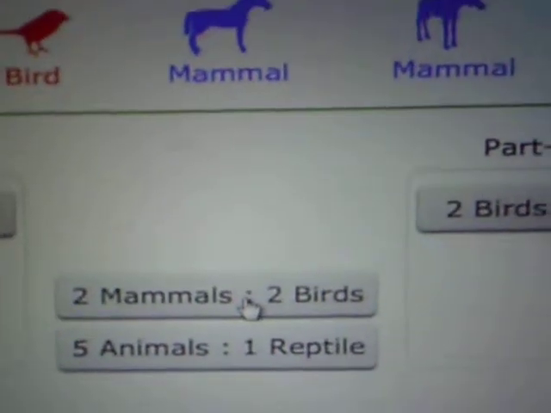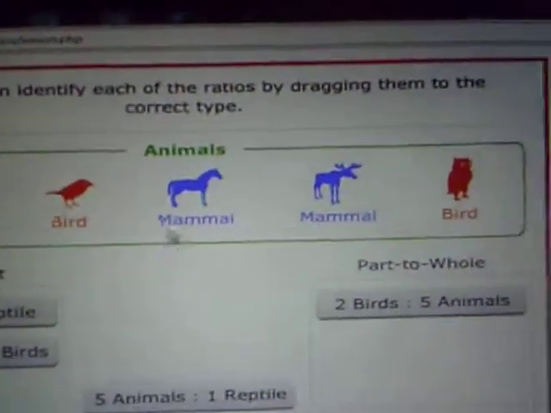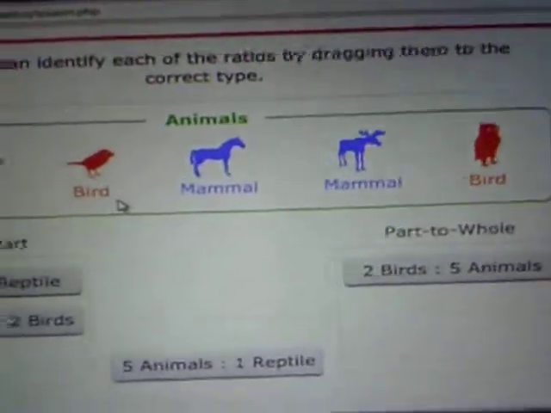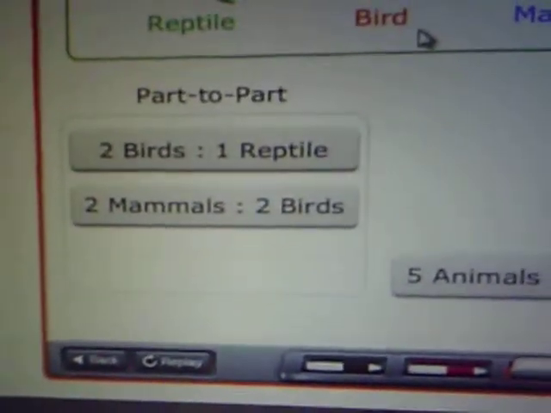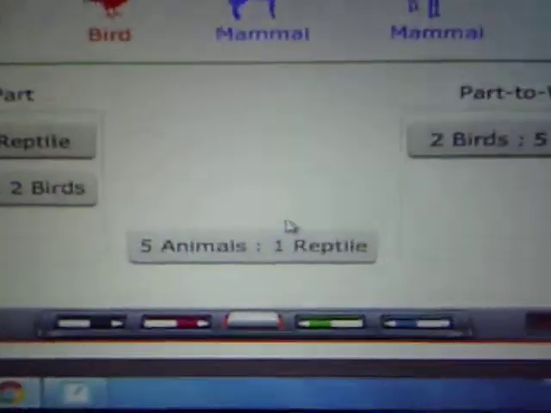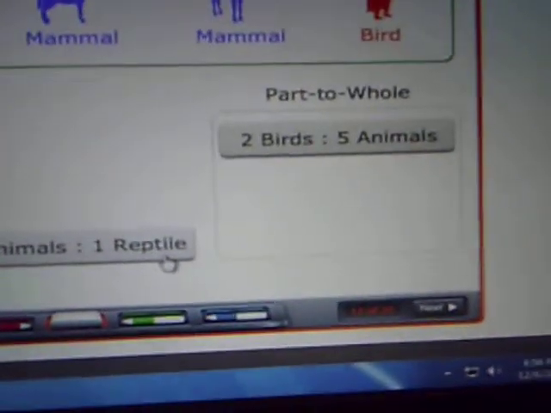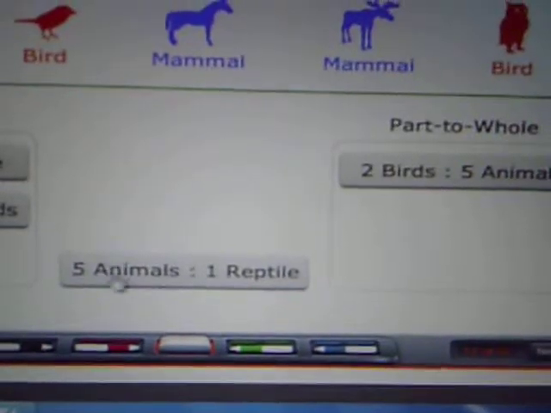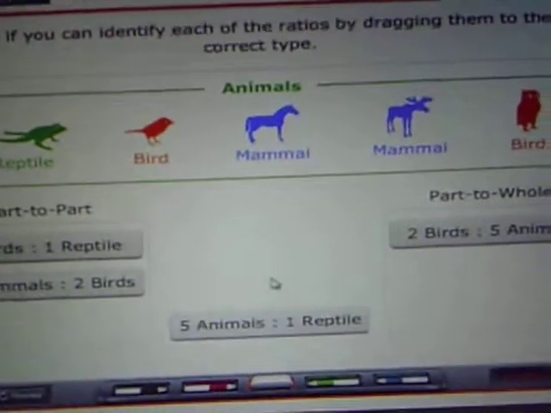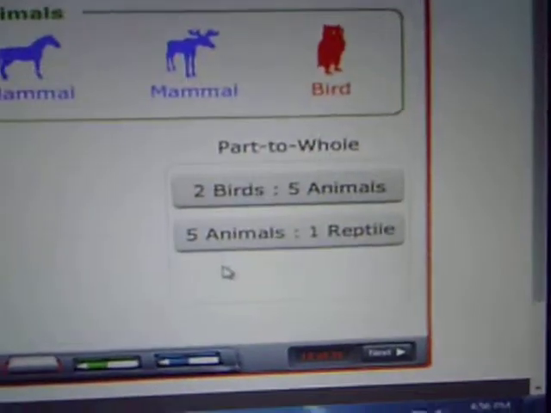This next ratio, 2 mammals to 2 birds, would be a part-to-part. We're comparing the part that's mammals, 2, to the part that's birds, also 2. That ratio is 2 to 2. There are 2 mammals for every 2 birds in this picture. And then lastly, they have a comparison of total animals to reptiles. This is also part-to-whole. Even though they put the whole first, we're comparing the whole set of animals in our picture, which is 5, to the part of it that's a reptile, 1. Okay?